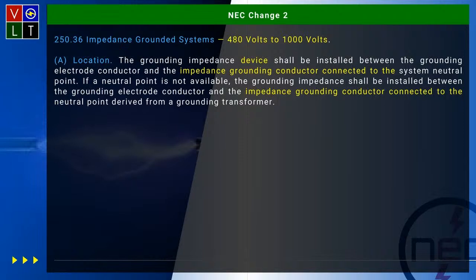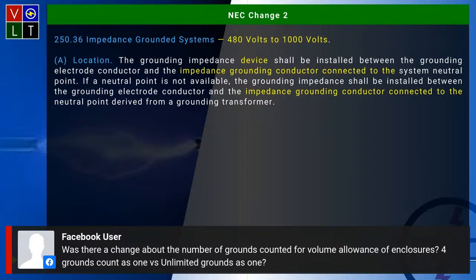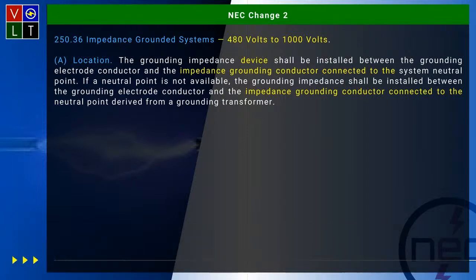Are you talking about volume allowance for inside a junction box? Yeah, is that what he's talking about? I think we covered that already. Yeah, I've already covered that. He's talking about volume allowance, so I'm sure he's talking about the number of equipment grounds.